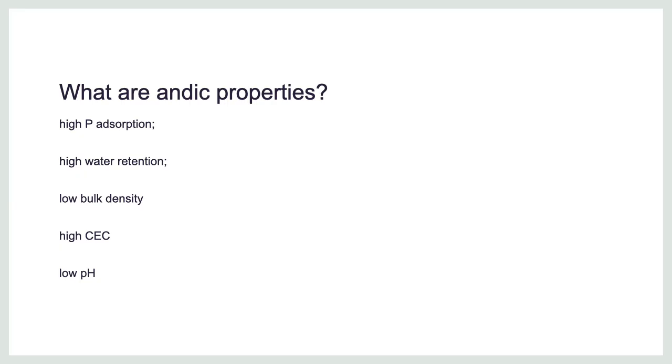This is one of the characteristics that is quite important because, of course, plants, animals, and other organisms need phosphorus to survive. But if the soil can absorb phosphorus in a high amount with very, very strong chemical bonds, you have less phosphorus that can be absorbed and used by the organisms.